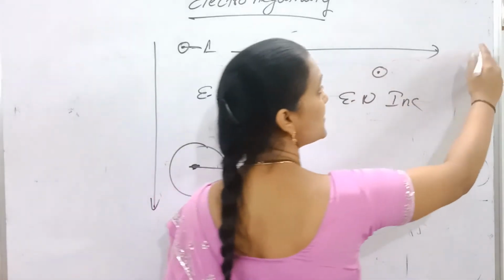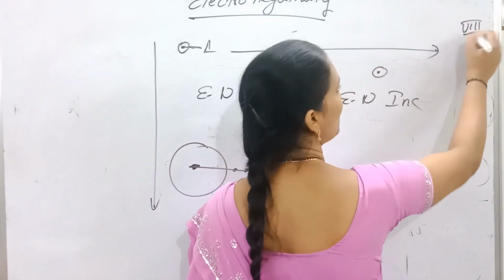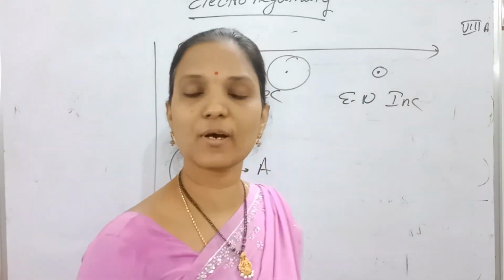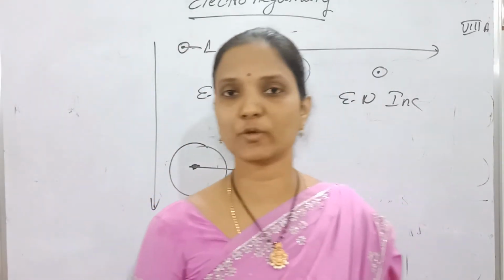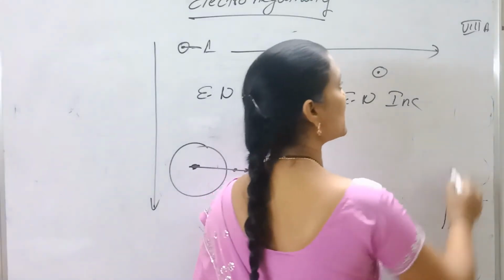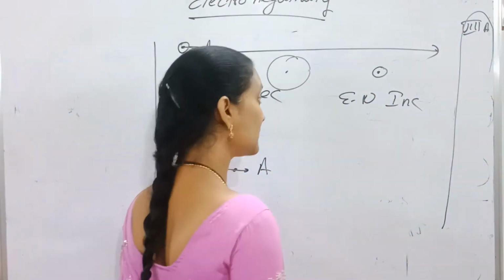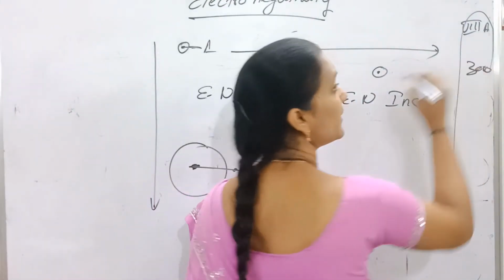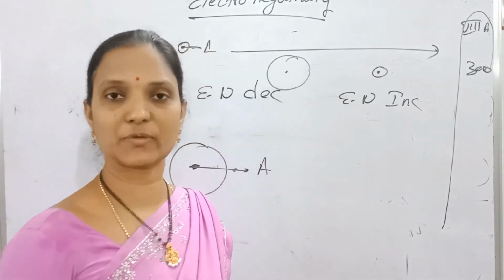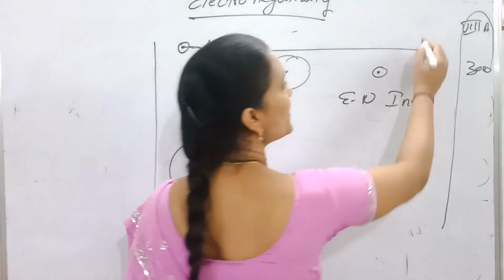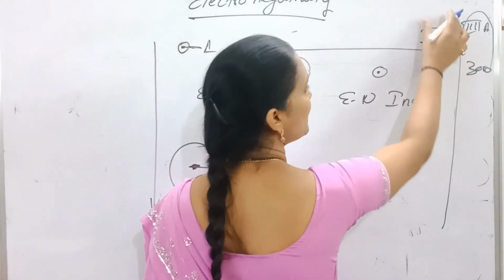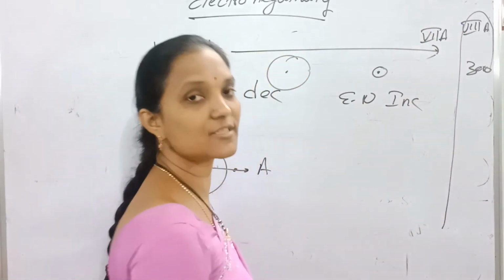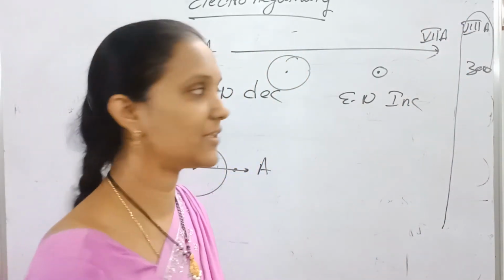Now, the last group, zero group elements, 8A group elements. 8A group elements are not involved in any bonding, so no electronegativity. So the 8A group elements' electronegativity is 0. If 8A is 0, which elements contain the highest electronegativity? 7A group elements. So the highest electronegativity is in the 7A group elements.